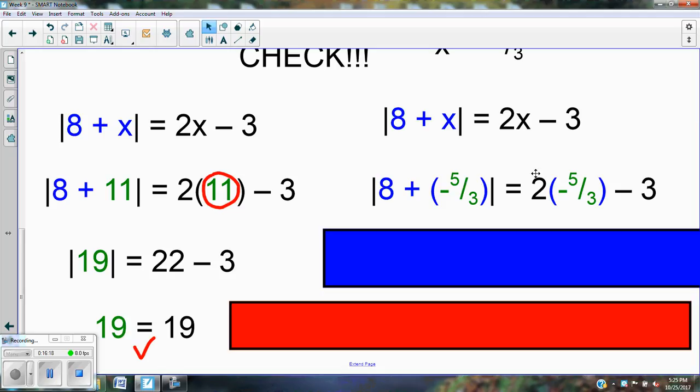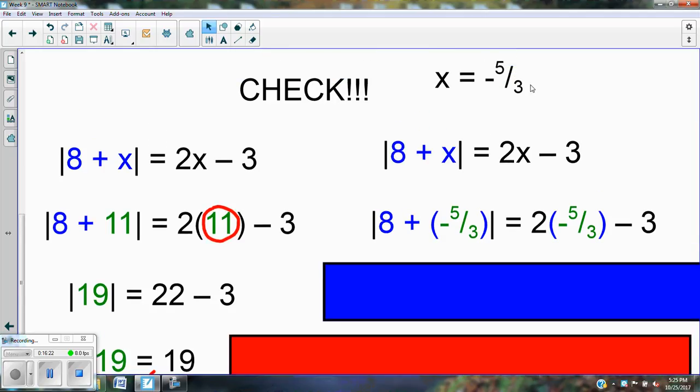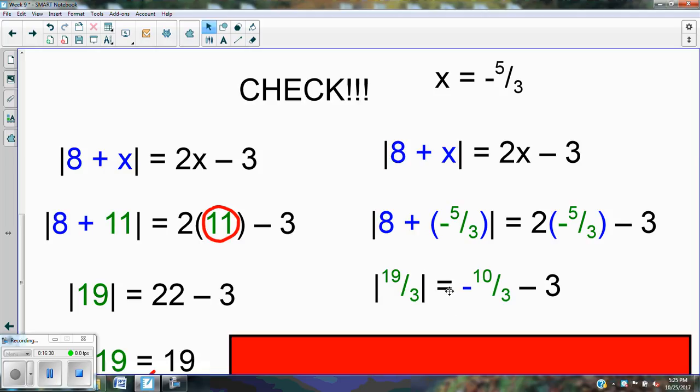As we're working with this fraction, all we did was plug in negative 5/3 into x. 8 plus negative 5/3 is going to come out to be 19/3. All I did was change this into thirds and call it 24/3. Take away 5/3 is 19/3.